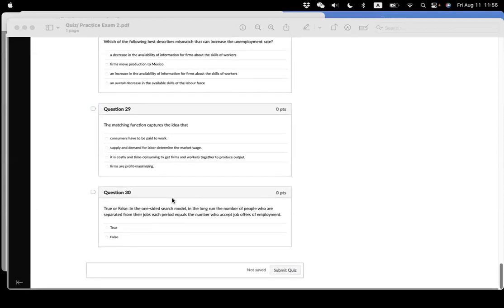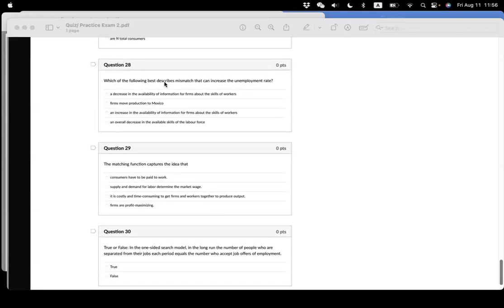So 29, the matching function captures the idea that the answer is C, it is costly and time consuming to get firms and workers together to produce output. So this is linked with 28, right? The decrease in information about the skill of a worker is going to make it difficult for firms to identify potential workers, right? So that's going to explain the effectiveness of matching.